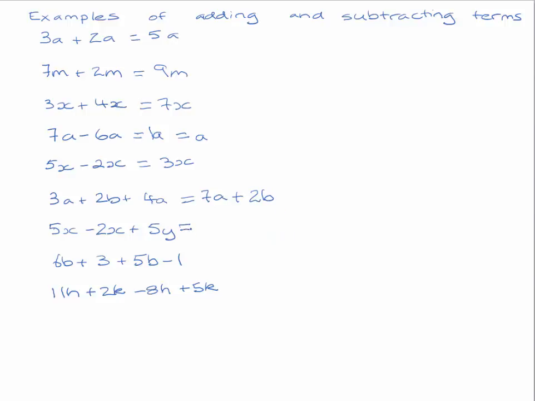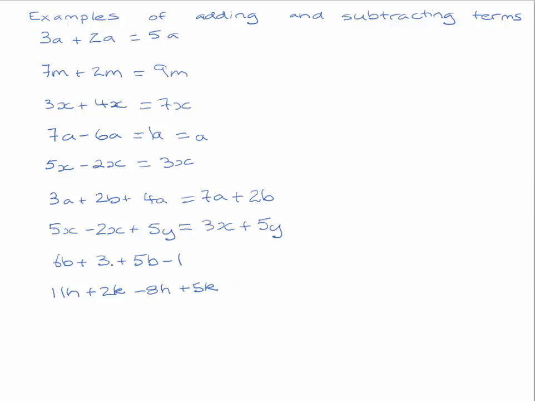In this next example, we have two different pronumerals, x and y. We can add or subtract the like terms, the x terms, but the y term is going to remain by itself. So 5x minus 2x is 3x, and the 5y will stay by itself.